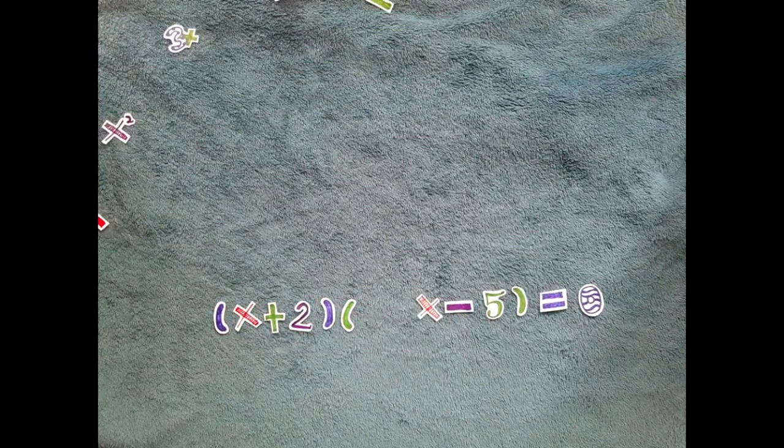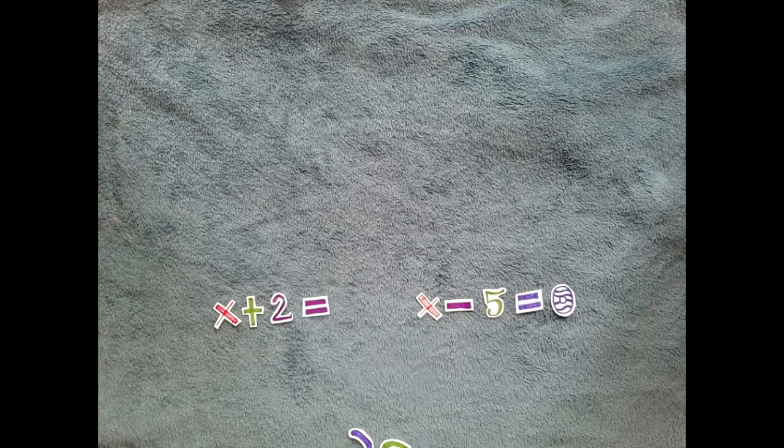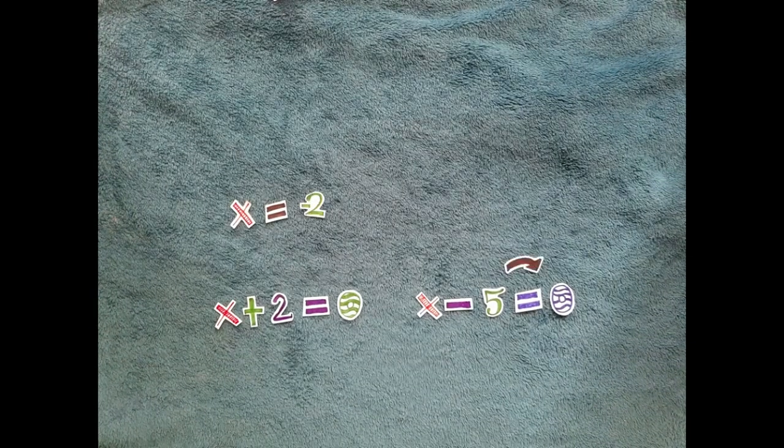Now, let's finally look for the value of x. So to put it simply, x plus 2 equals 0 and x minus 5 equals 0. But how are you going to find x? It's simple actually, just transpose. Transpose? Yeah, transpose. So if you move 2 to the right, you'll have x equals negative 2. And if you move the 5 to the right, you'll have x equals 5.